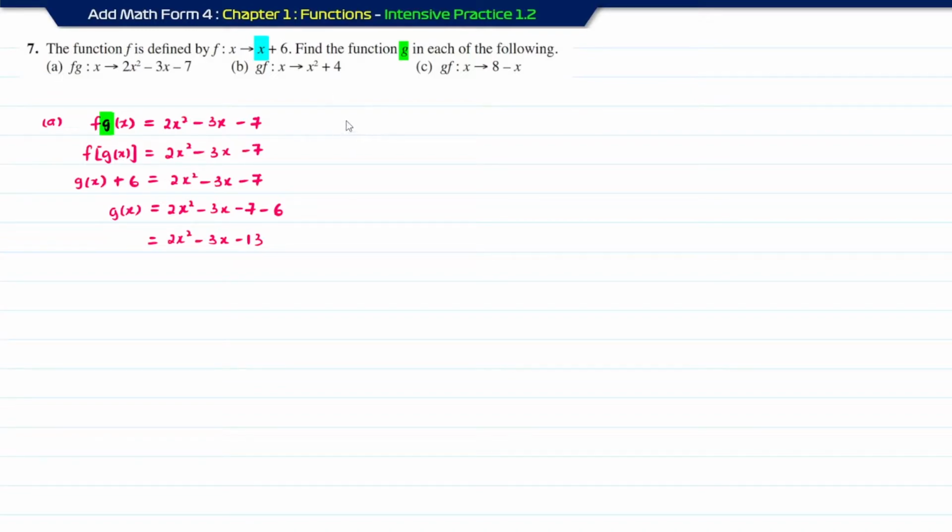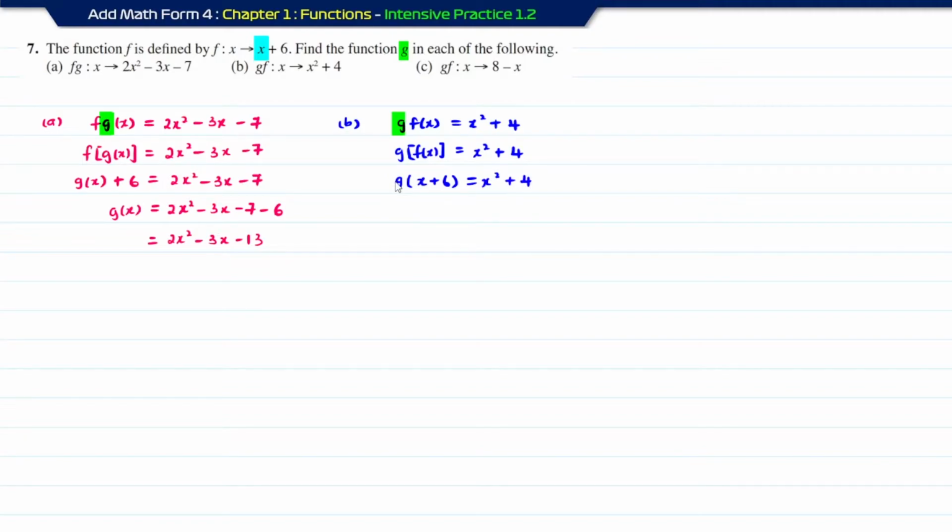Now let us move to question B. For question B, we have a composite function gf that maps x to x squared plus 4. If you look at g in our composite function, it is the outer one, so to solve for g, we need to use the inverse function. This gf is formed when you insert the function f into the function g, and then it gives you x squared plus 4. The function f(x) is already given, which is x plus 6.